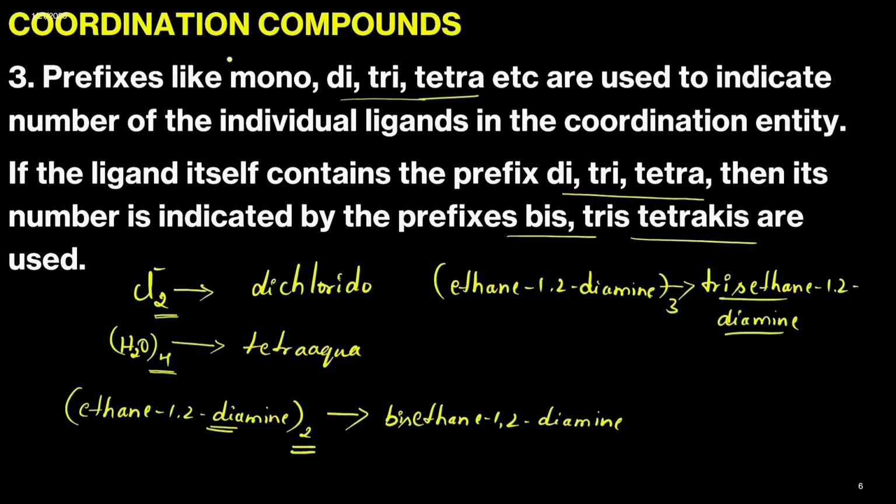The prefixes like mono, di, tri, tetra, etc. are used to indicate the number of individual ligands. If the ligand itself contains prefix like di, tri, tetra, then the number is indicated by using the prefixes like bis, tris, tetrakis.